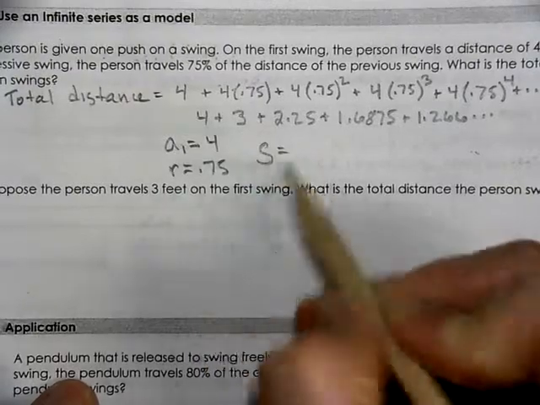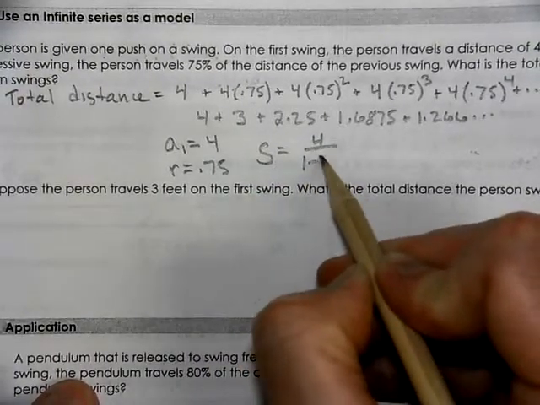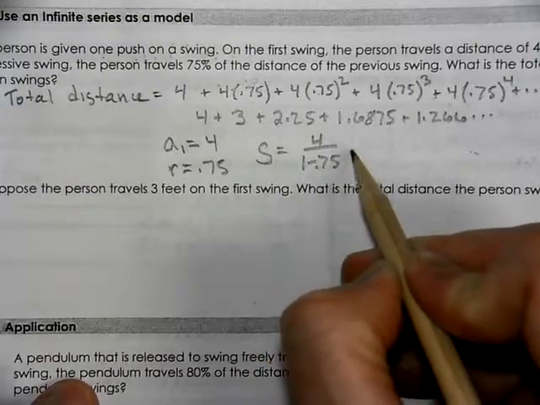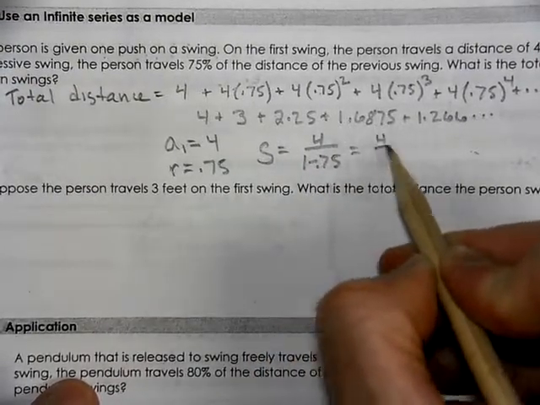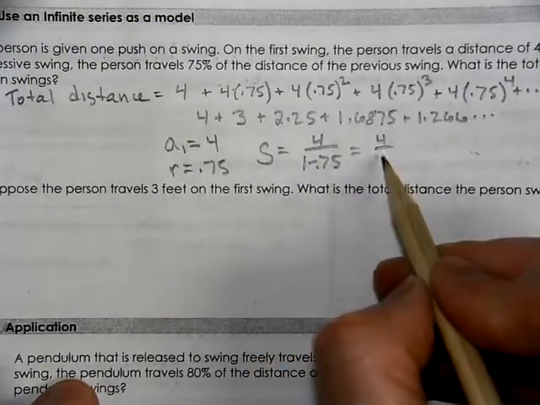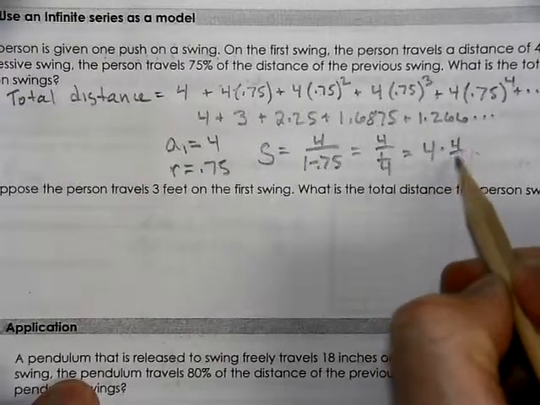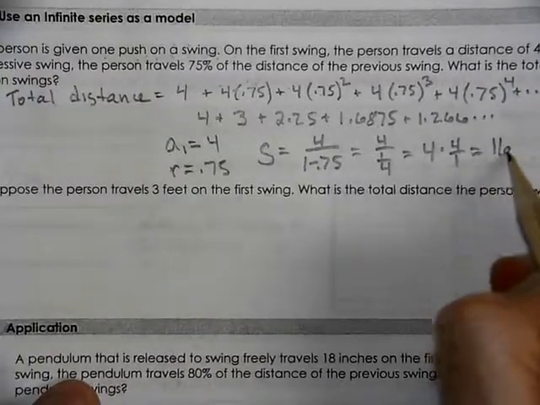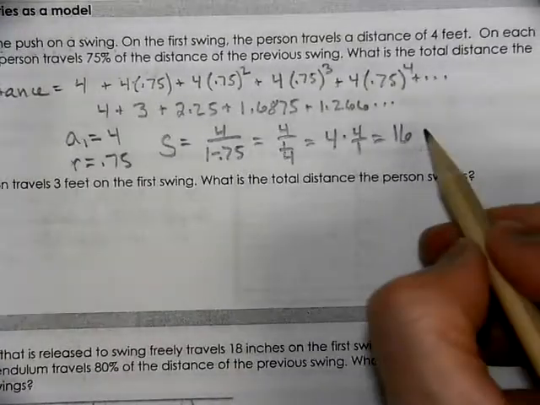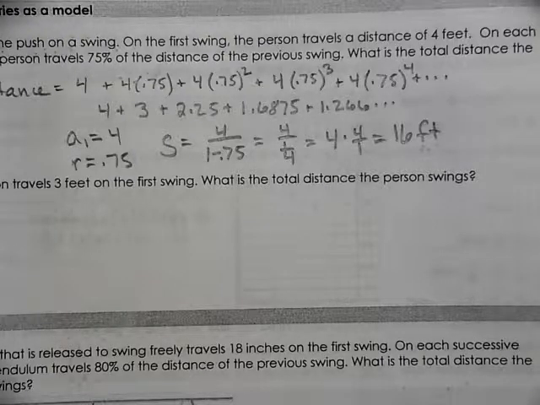So to figure out our sum, we're going to take our first term over 1 minus 0.75, which leaves us with, when you take 0.75 away from 1, you get a quarter. Which 4 times the reciprocal of that is 16, and this would be in feet. So mathematically, we would say the person swung 16 feet.